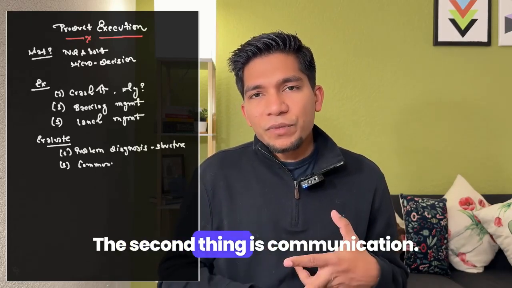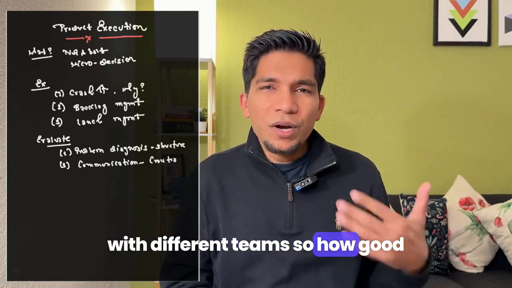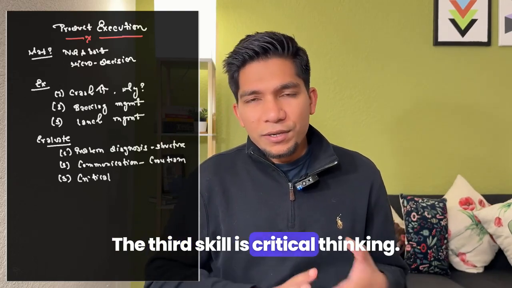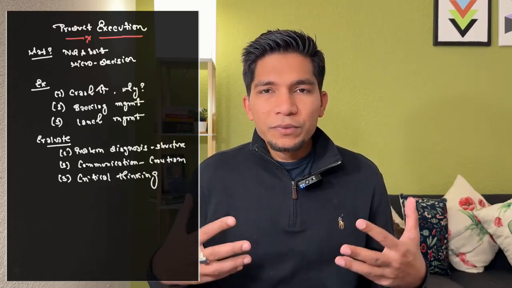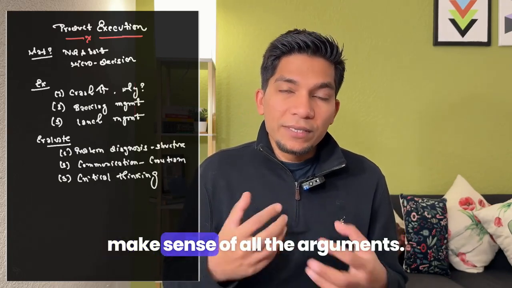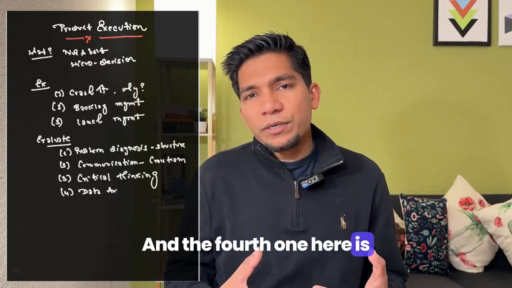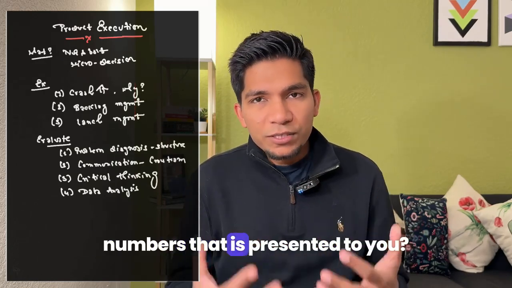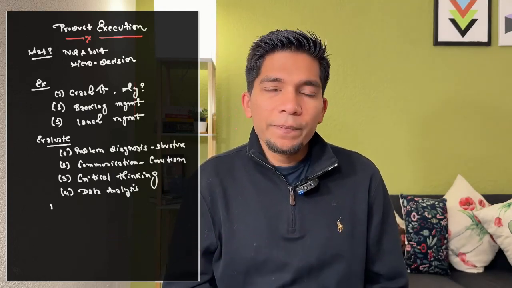The second thing is communication. As a part of execution, we have to work with different teams, so how good are you at presenting your ideas? The third skill is critical thinking. Often as a part of execution, you'll be given multiple pieces of evidence and multiple points of view. How do you reach a conclusion and make sense of all the arguments? And the fourth one here is analyzing data. Can you make sense of the quantitative numbers that are presented to you? So these are the main four things that interviewers look at.